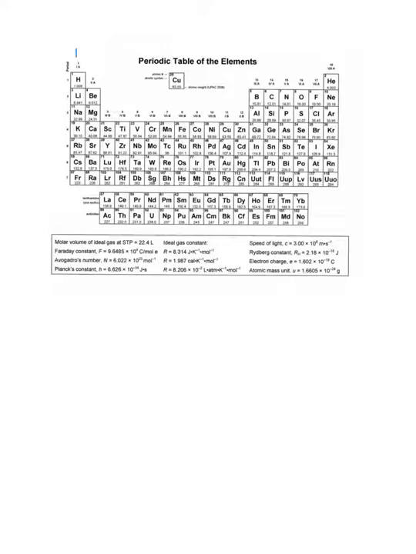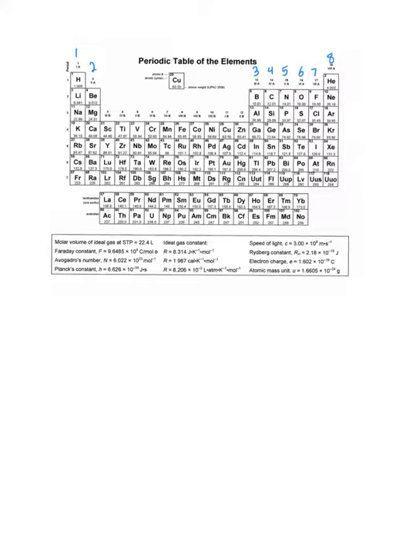So column 1, column 2, we jump across transition metals, 3, 4, 5, 6, 7, and 8. These numbers are the number of valence electrons for all atoms in the corresponding column. For example, all atoms in column 1 have valence electrons equal to 1. All atoms in column 2 have valence electrons equal to 2. The only exception is helium, which only has 2 valence electrons.